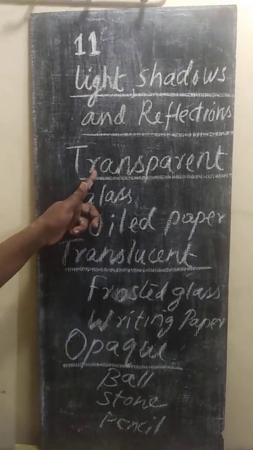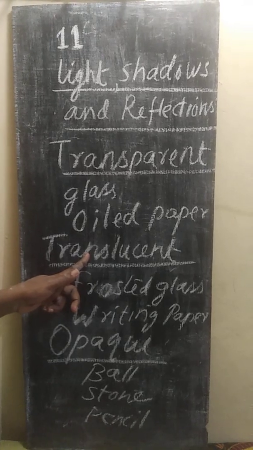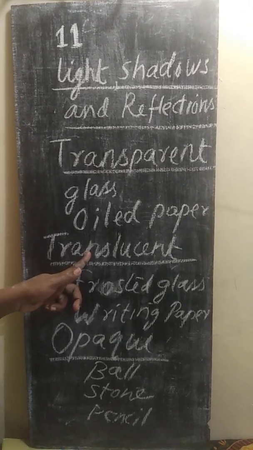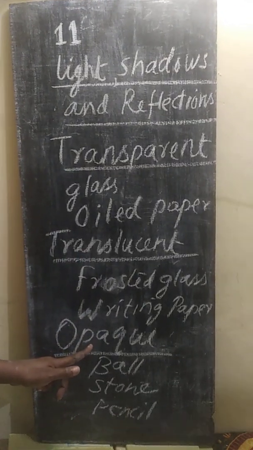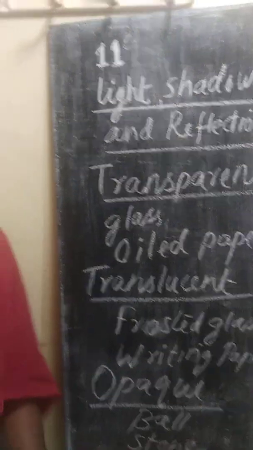Through the transparent we can see the objects. Through translucent we cannot see clearly, but we can see. But through opaque we cannot see at all. So these are the different types of materials. Okay, children, I hope you understood what luminous and non-luminous objects are and what the different groups of materials are, that is transparent, translucent and opaque objects.